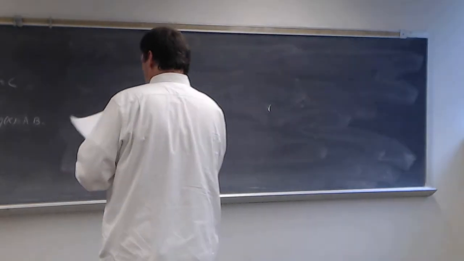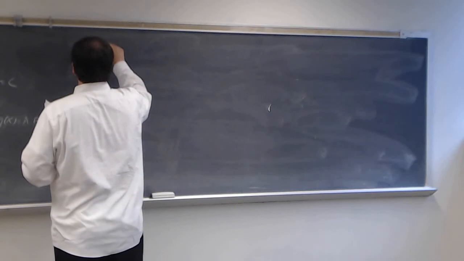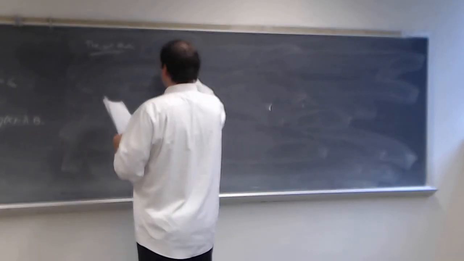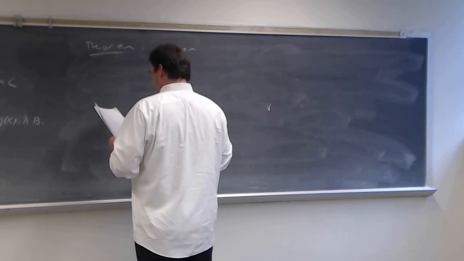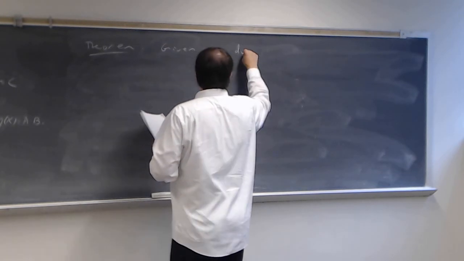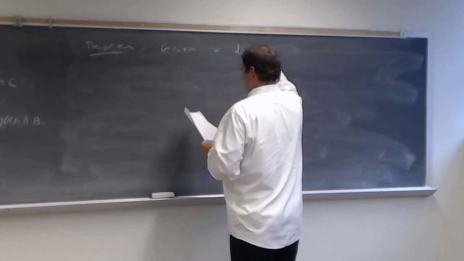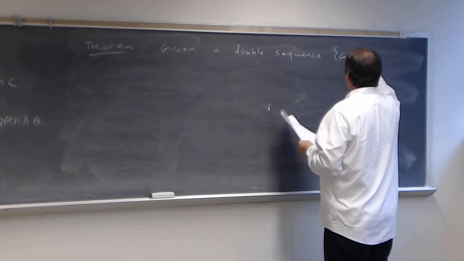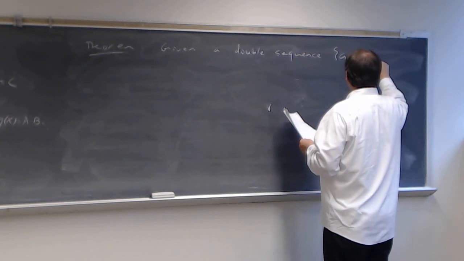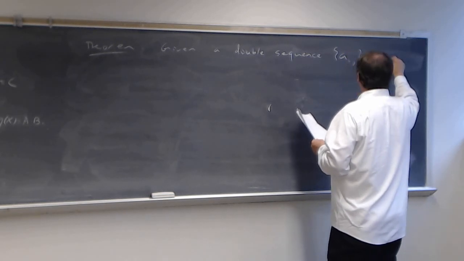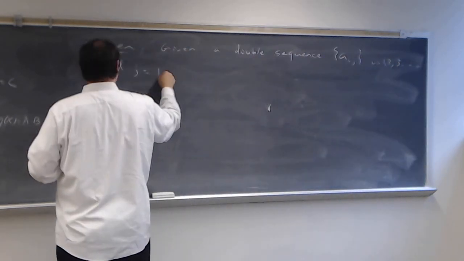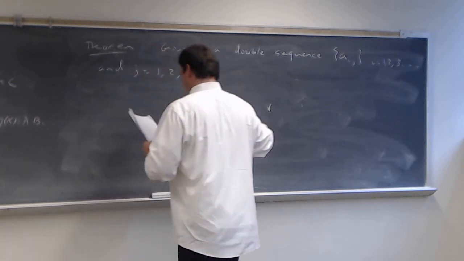We're going to look at what we did in that previous corollary a little bit and have a theorem about rewriting the summations. And here's what it says. Given a double sequence, we'll say a sub ij, where i is equal to 1, 2, 3, forever, and j is equal to 1, 2, 3, and forever.